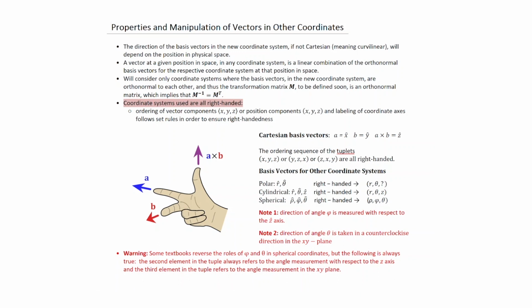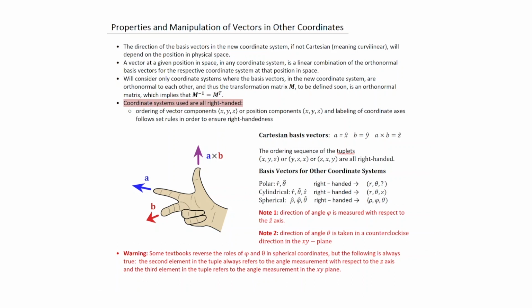So just a reminder, some textbooks reverse the roles of psi and theta in spherical coordinates. But the following is always true. The second element in the tuple, okay? So that would mean this guy. Forget about the label, 1, 2, 3. The second one always refers to the angle measurement with respect to the z-axis.